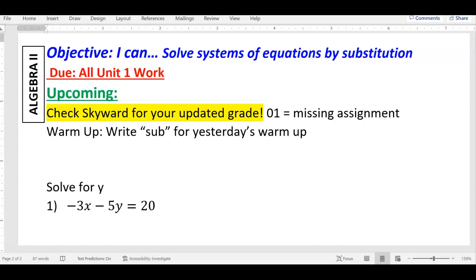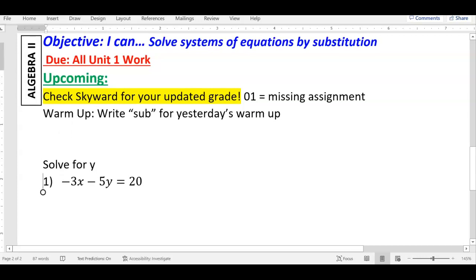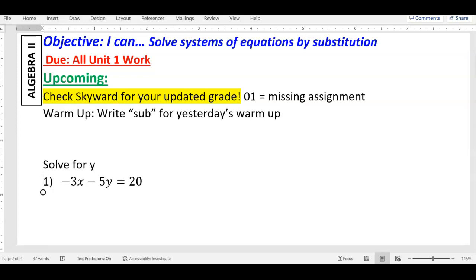All right, now, we did this 2 warm-ups ago. Yesterday you should have put sub because I had an appointment. But you should be able to solve for y just like we did 2 days ago. When we solve for y, what do I need to move first here? What's the whole thing? Not just 3, but... Okay, so we need to get rid of the negative 3x by doing plus 3x. Does that sound familiar from 2 days ago?